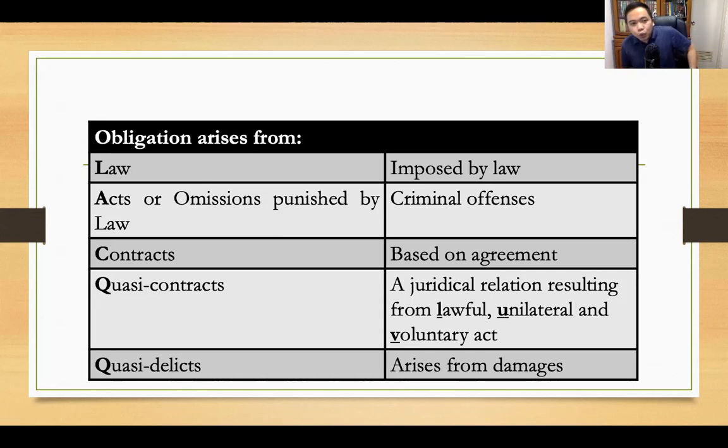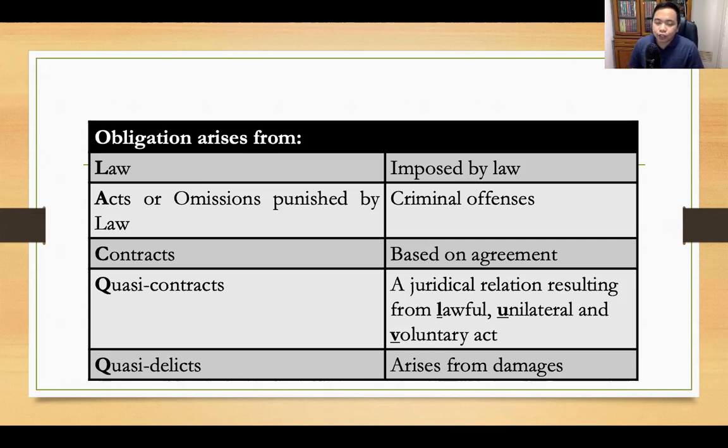Now, under the Civil Code, there are several sources of obligation. What are the sources of an obligation? Obligation arises from law, acts or omissions punished by law, contracts, quasi-contracts, and quasi-delicts. So let us take this topic one by one. These are the sources of the obligation.